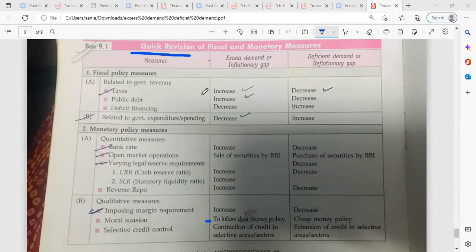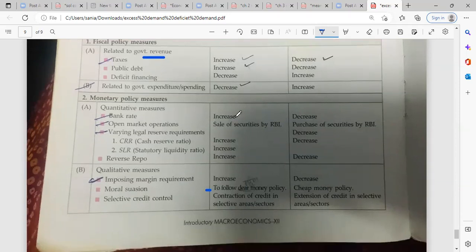So this is the division: measures, inflation and deflation. First, fiscal policy. You have government revenue and government expenditure. Government revenue: tax, public debt and deficit finance. When there is an inflationary situation, you will increase, decrease, decrease, increase. And expenditure you will decrease, increase. And monetary policy, quantitative measures: bank rate, open market operations, reverse repo rate, and all that.